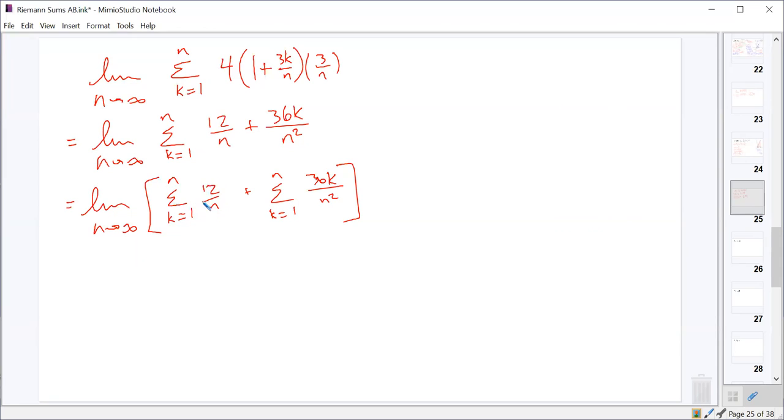So I'm just summing together a bunch of 12 over n's. How many 12 over n's am I summing together? I'm summing from 1 to n. So if I have a 7 in here, what would I get? I'd get n sevens, which would be 7n. Well, I don't have 7 in there. I have a different constant. I have 12 over n in there. So how many 12 over n's do I have?